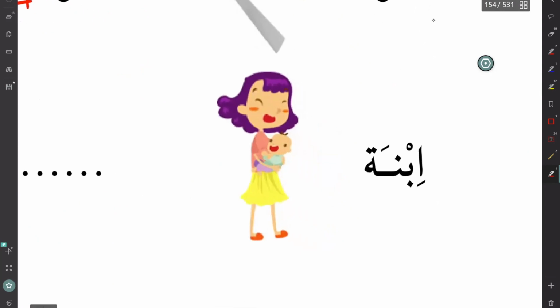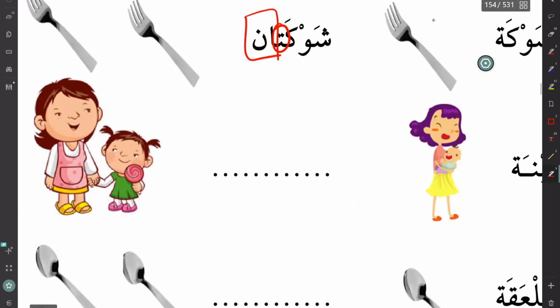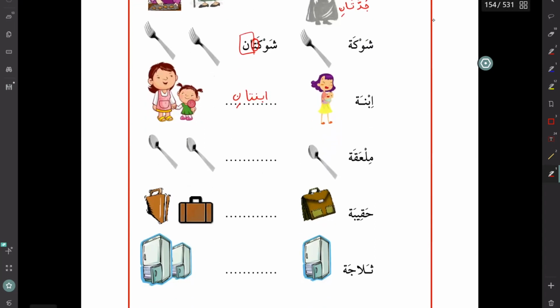Next one is ibnatun, which is a girl or daughter. You have ibnatani. It is extremely simple to make any word into dual. Inshallah, I think you understand this. You get it. It's not difficult. Any word you have, you simply add alif and nun, the ani sound. Nun has to be kasra all the time. You make it into dual form.